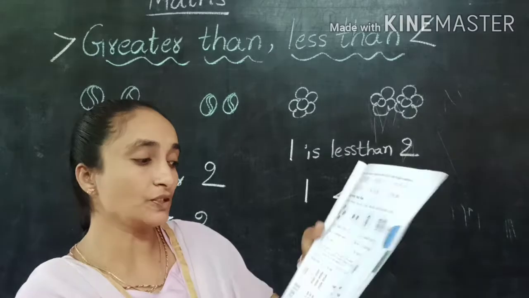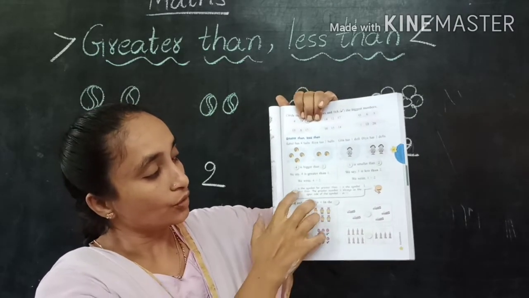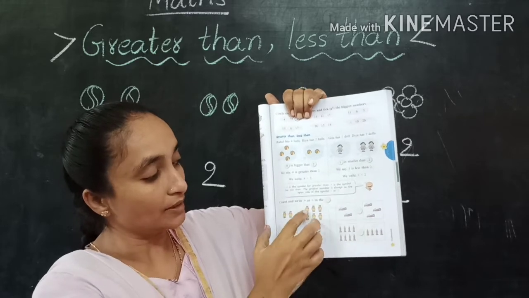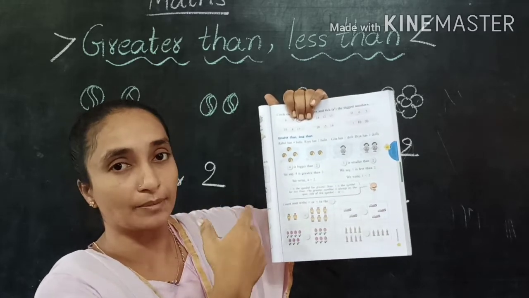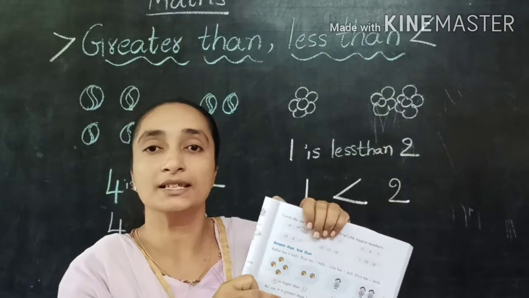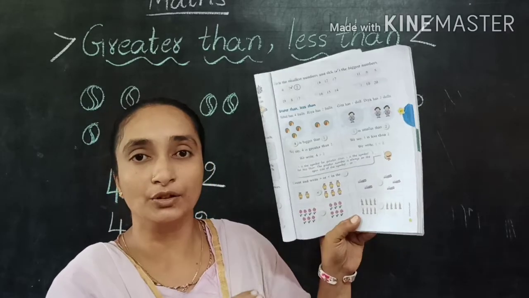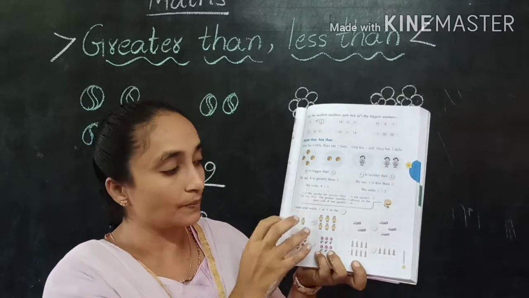So here we can see, children, in the picture. This is called a greater than symbol, the open right side symbol. And the open left side is called less than. So here we can see the count of the pictures and you can put the symbols like this.